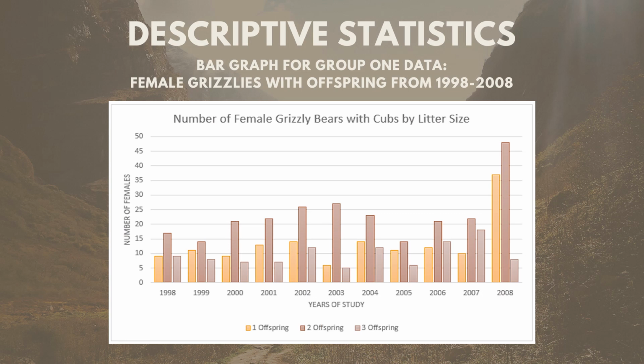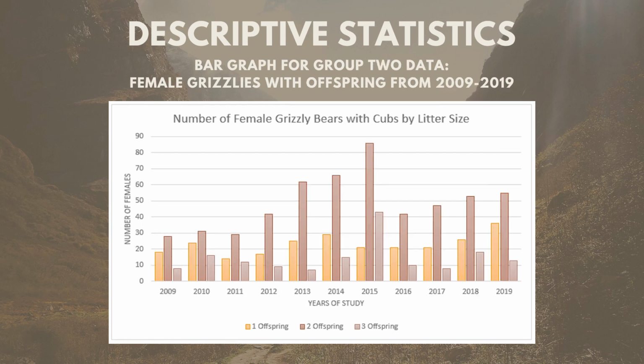Continuing with the descriptive statistics, this slide provides the bar graph for the data collected from Group 1. As you can see, the data in the graph varies and skyrockets in 2008 when the litter size peaks for the decade. And this slide contains the bar graph for Group 2. You can see here how the litter sizes plummeted after the boom in 2008. They then start to build up again, eventually peaking in 2015 and then falling again.